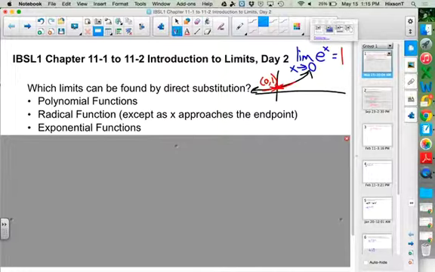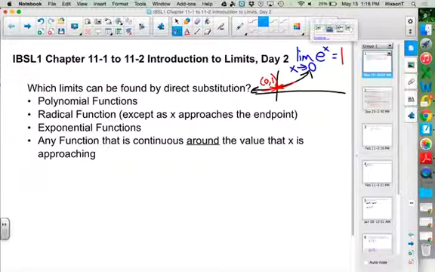The radical one is the one we just did with the square root. Here with the exponential function, we have e to a power. And by the way, that works for 2 to the x or 5 to the x or anything to the x power. A general rule, though, is this.